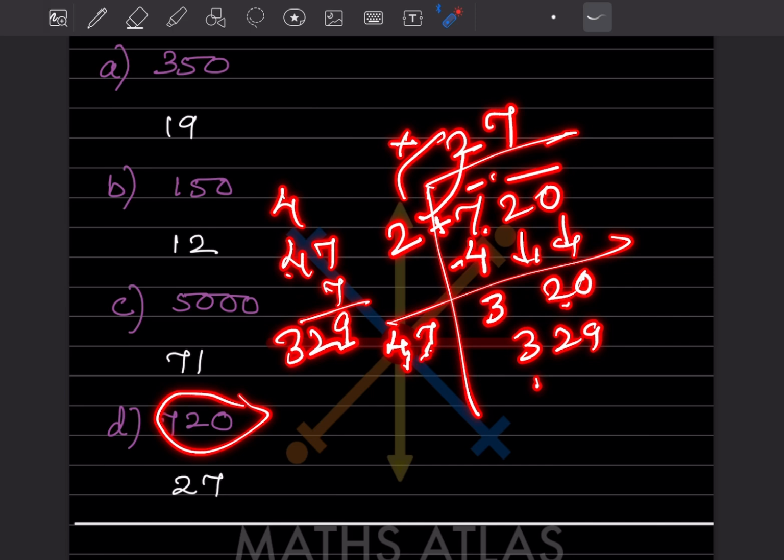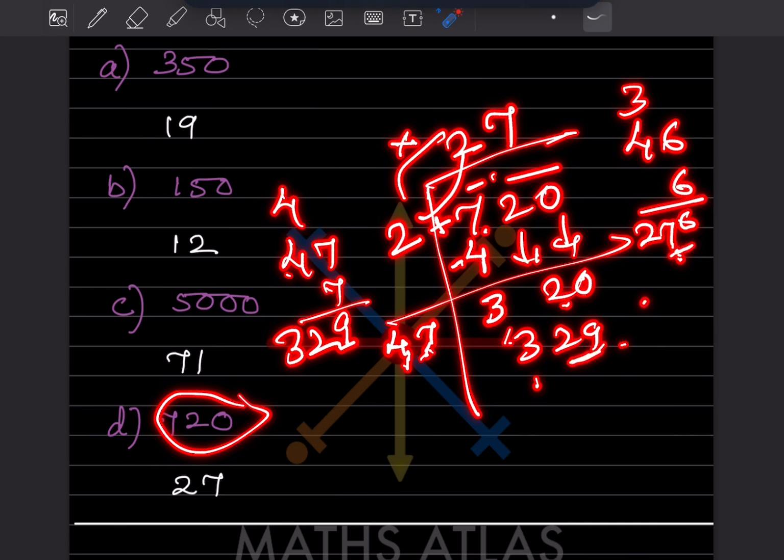You cannot take 46, it will be far. If you are taking 46, let us see here, that is going to be 276. But that is far from this one. That is not the nearest. Nearest is 329 and not 276. Hope that is clear. So it should be 47, and the answer should be 27.